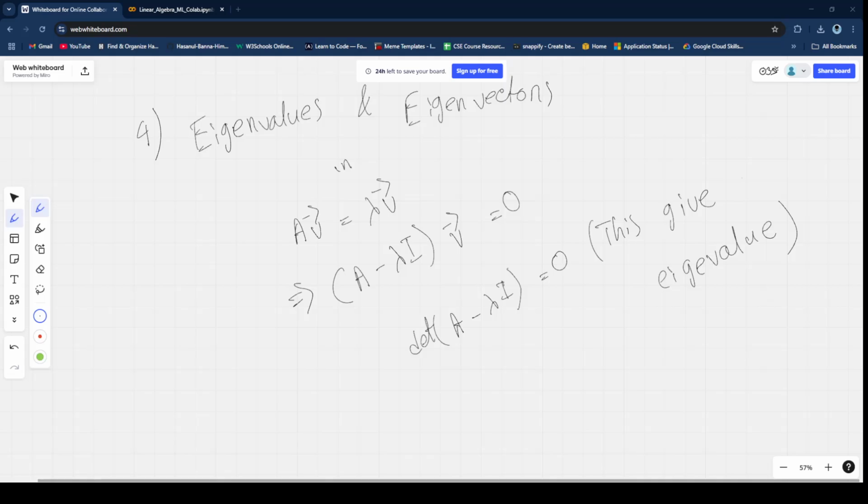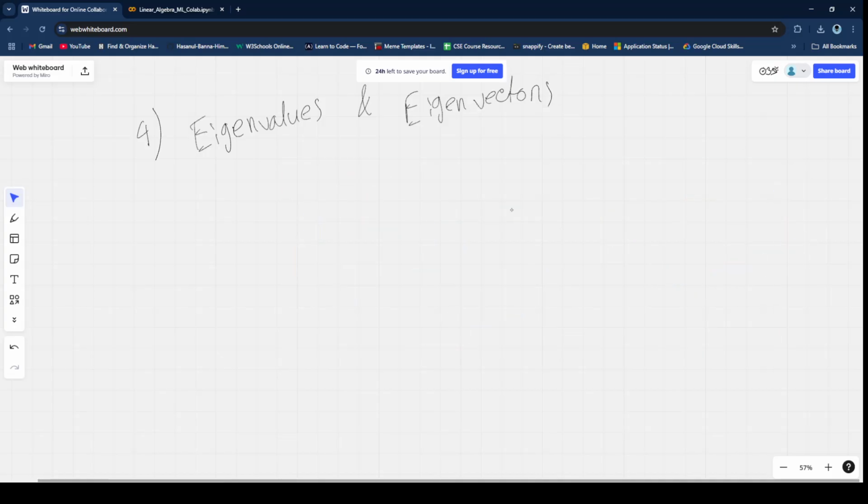Now we need to substitute our lambda back into A minus lambda I times v equals 0 to find the v. Now, let's say we want to solve an example problem to learn it properly. Let's say we have our A matrix, which is 2 0 0 3, and the eigenvalues, let's say my lambda 1 is 2 and my lambda 2 is 3.